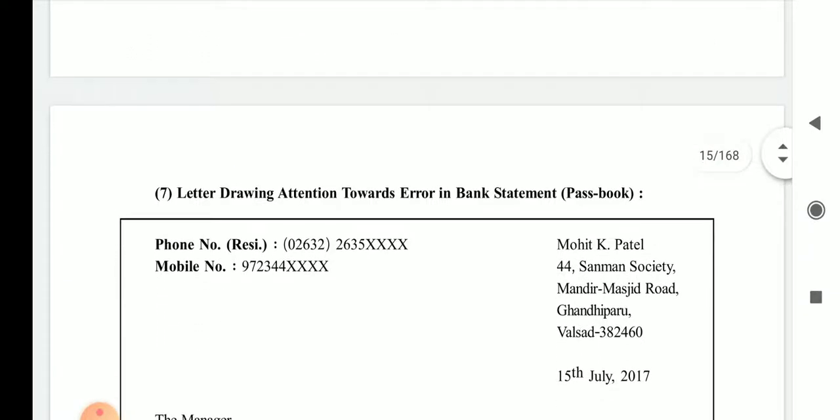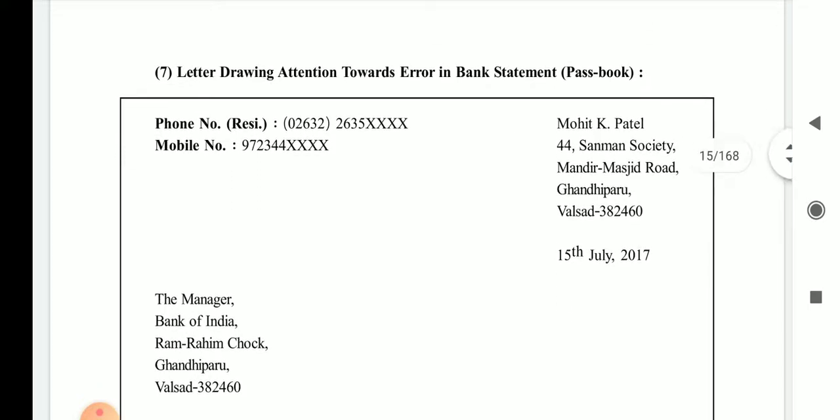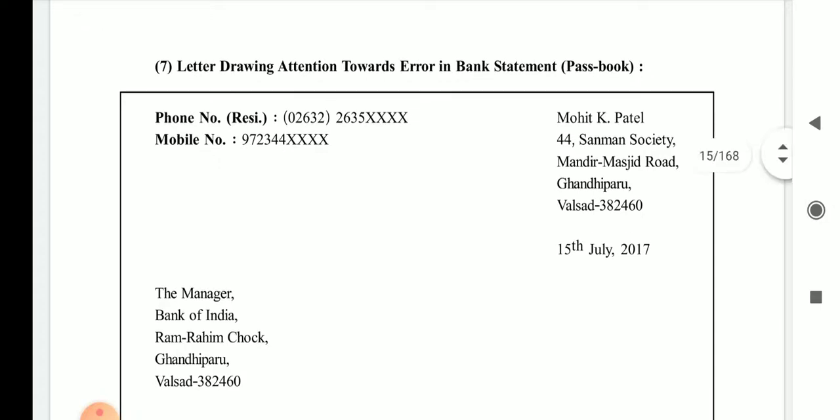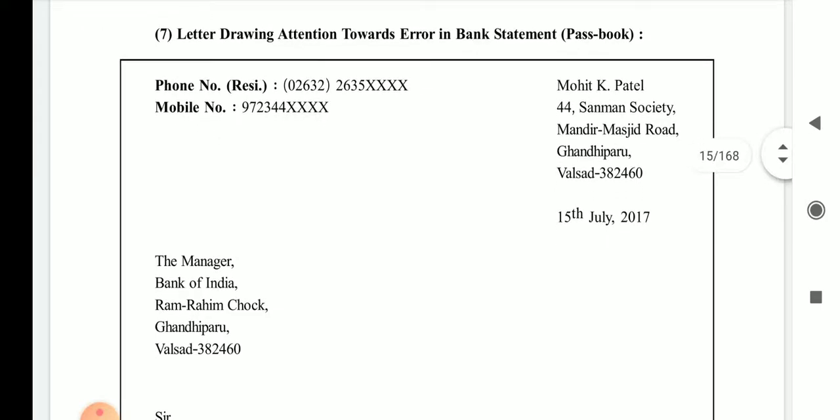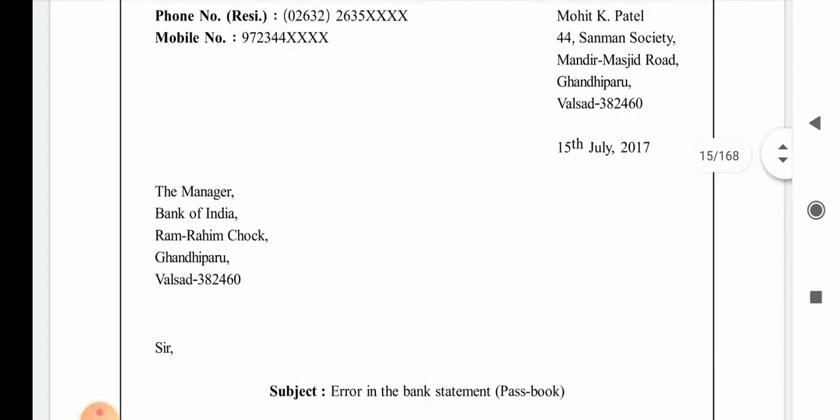Next one is the letter drawing attention towards error in bank statement, that is of passbook. Here you have to write the letter writer's name, which is very important. Phone number, mobile number. Writer name is Mohit K. Patel, 44 Sanman Society, Mandir Masjid Road, Gandhipuru, Valsad, and put a full stop behind the pin code.